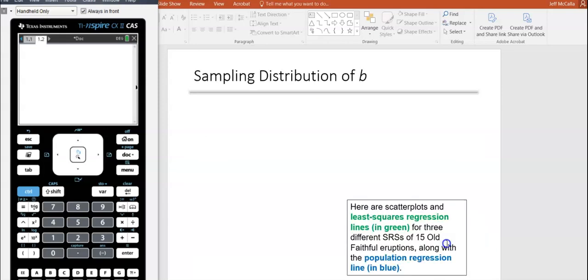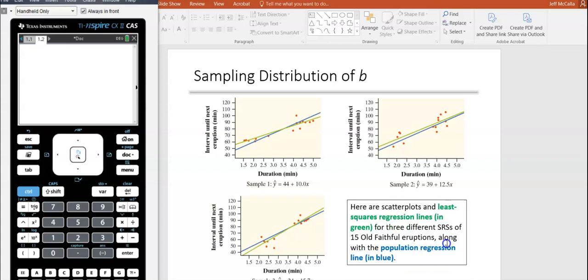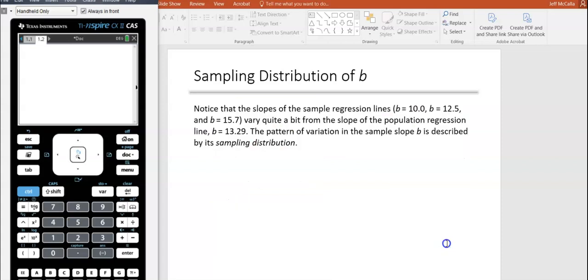Here are the plots. The least squares regression line in green for 3 different random samples of 15 eruptions. The population graph is in blue, so that's the true regression line. If you take samples, those aren't going to match the line. In fact, sometimes the slope is a little bit more, sometimes a little bit less. You're going to get many, many different slopes if you take samples of a certain size, so you can't expect the slopes to exactly match. It's going to be a little bit different each time.